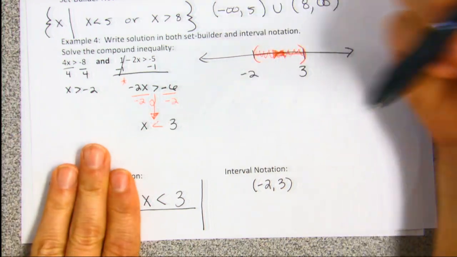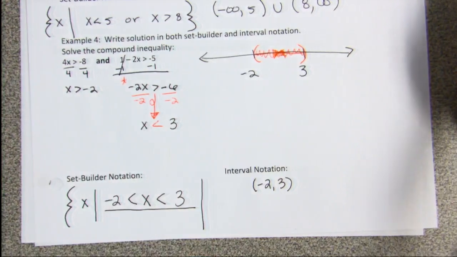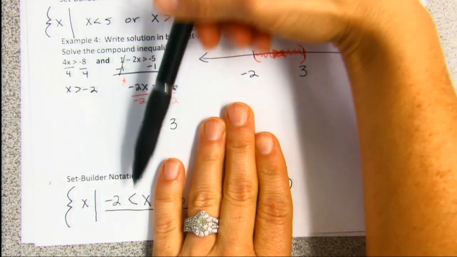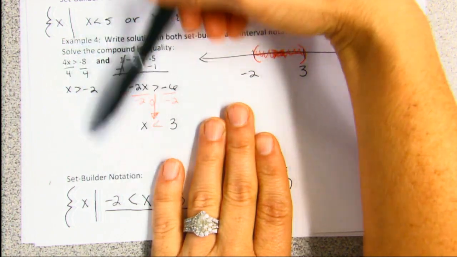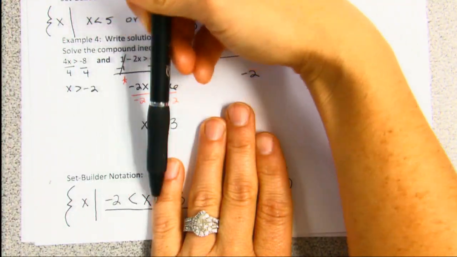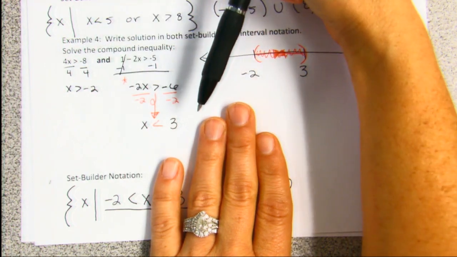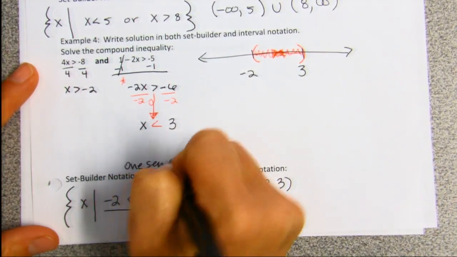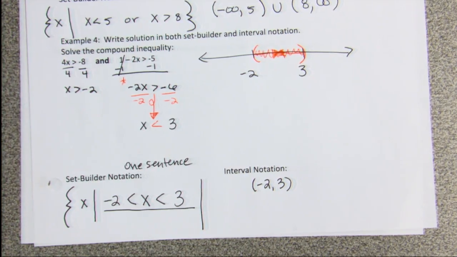Let's see if that's really what it means. If we pull this apart, x is less than 3, that's true, right? That's what we said up here. Up here, x is greater than -2. Is this mirrored? They're opposite signs with a flipped symbol. So if -2 is less than x, that's the same thing as saying x is greater than -2. That's what one sentence means, and you can do that when you are working with an and inequality.